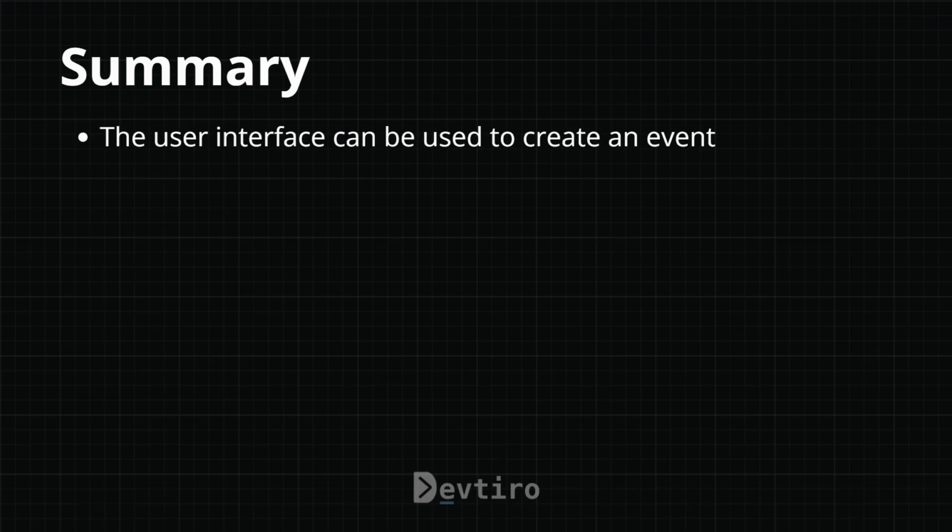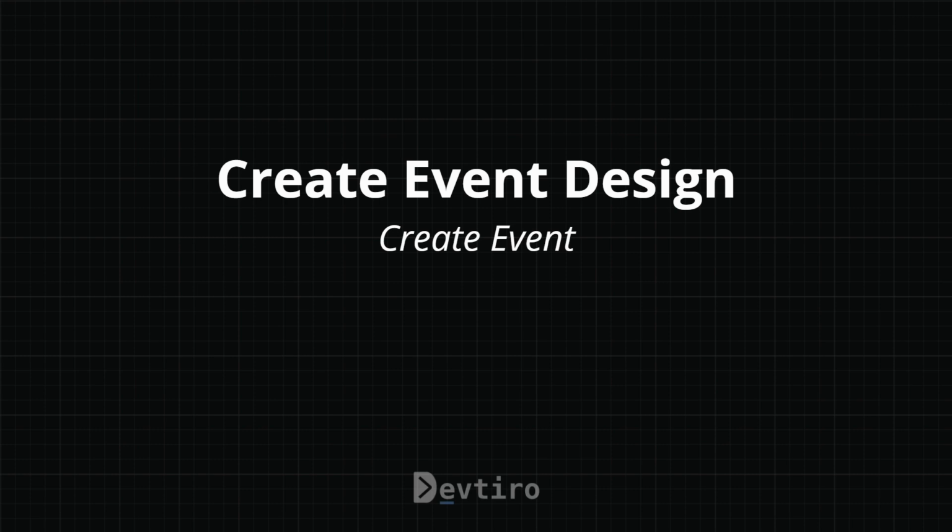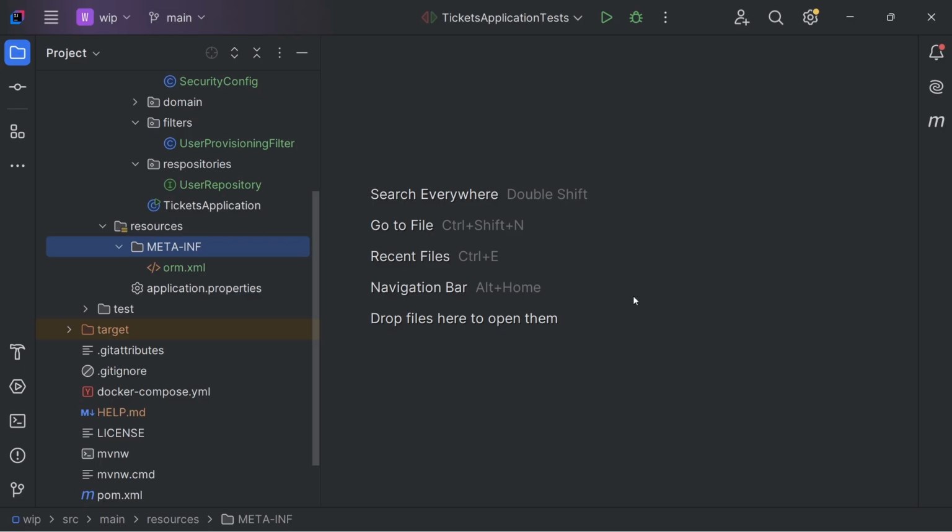So in summary, the user interface can be used to create an event, and a field named description has been added to the ticket type object. In this lesson, we're going to design our create event endpoint. That's going to include creating interfaces this endpoint might need. So we're back in our IDE.